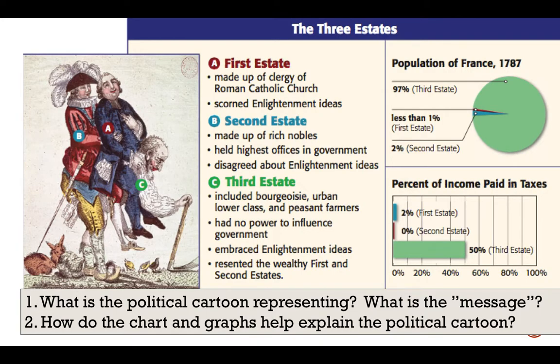If we look at this graphic, it shows us several things. First, let's look at the political cartoon. This character, A, is representing the First Estate, which, remember, is made up of clergy, and they actually went against Enlightenment ideas. B, this character, is the Second Estate, which is rich nobles. They hold the highest offices in government, and they also disagreed about Enlightenment ideas.